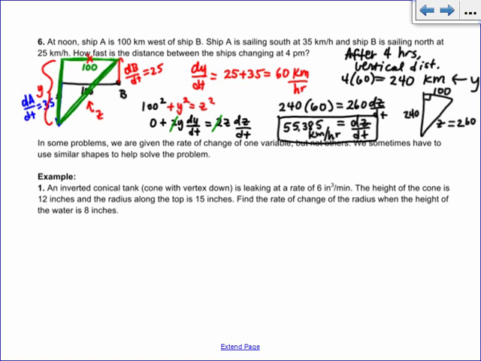So next one, it says, in some problems we're given the rate of change of one variable but not others. We sometimes have to use similar shapes to help solve the problem. This is a very, very common problem. I will always put this on the test. I always put an inverted cone. Just know it's going to be there.